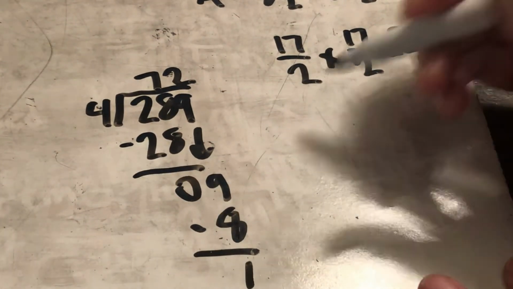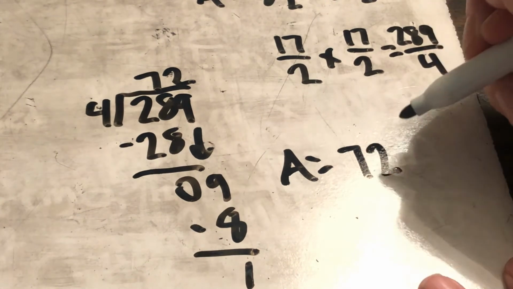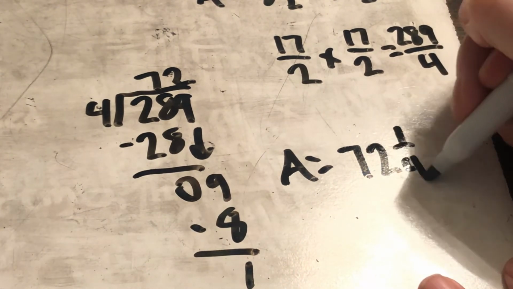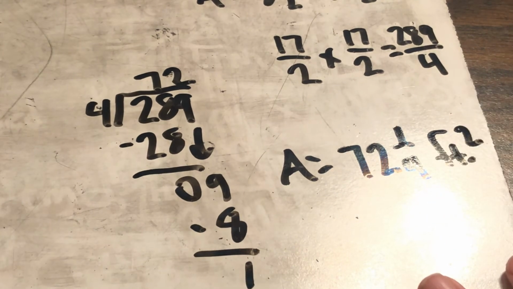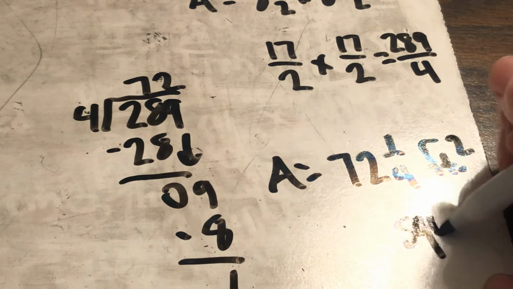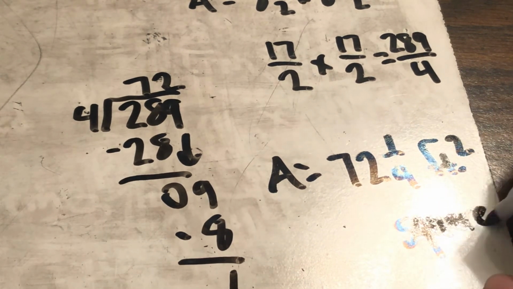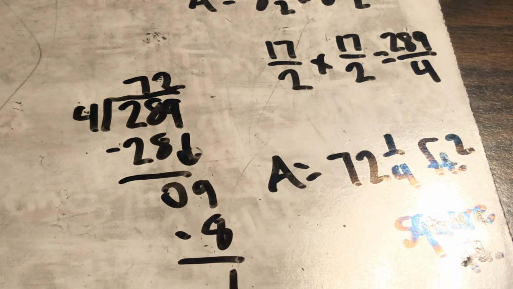So I'm left with a mixed number. Area equals 72 and 1/4. Normally it would look like this, feet squared. But today you guys are going to write square feet, or you can write out feet squared. That's how your label is going to look today, square feet.